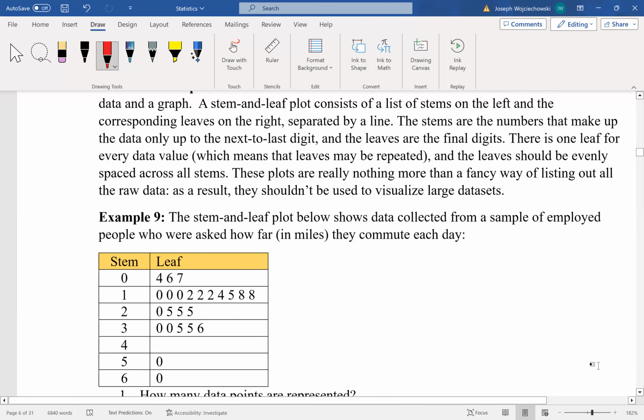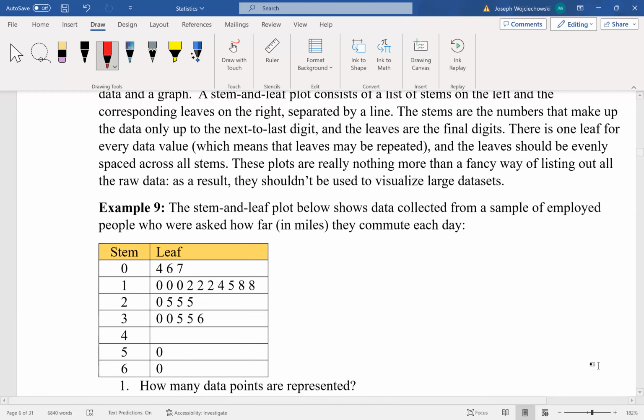There is one leaf for each data value, which means that the leaves may be repeated, and the leaves should be evenly spaced across all stems. These plots are really nothing more than a fancy way of listing all the raw data. As a result, they shouldn't be used to visualize large data sets.